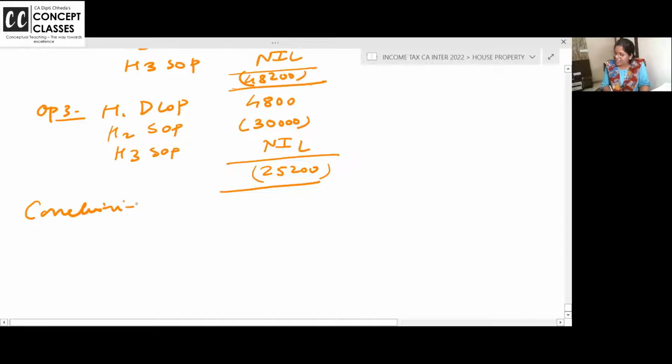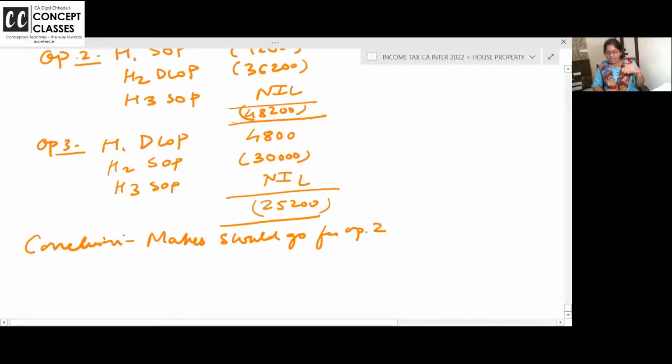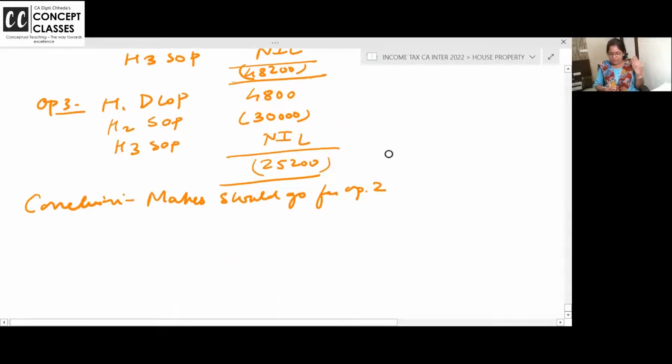Conclusion. Mahesh has asked for your valuable advice. Give your advice. Mahesh should go for option 2. Higher the loss, lower the income, lower the tax. You can set off income against the loss. Where income is low or loss is high, here at least you are having 3,500. Here there is a loss, so good. Show the loss, you can set off in other heads. So Mahesh should go for option 2 with the highest loss, 48,200.